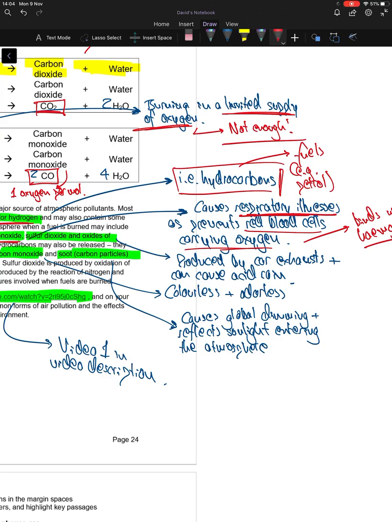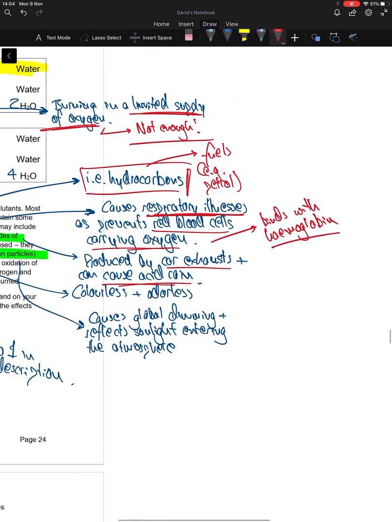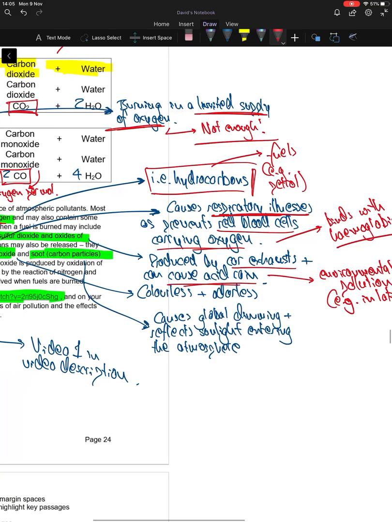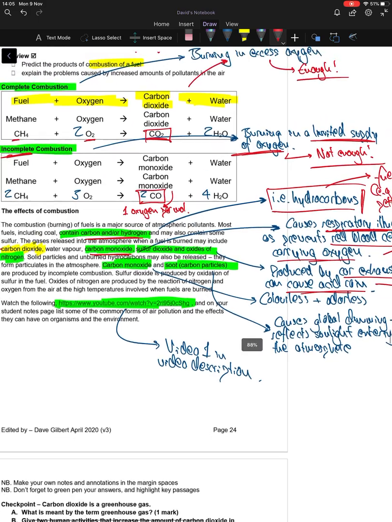Oxides of nitrogen can often be produced by car exhaust and cause acid rain. Same as sulfur dioxide. And acid rain can be a big issue when it comes to environmental pollution. So for example, in lakes, when you have acid rain falling on it, you're changing the pH of the lakes, which means often organisms within the lake die because they can't stand the new acidic conditions.